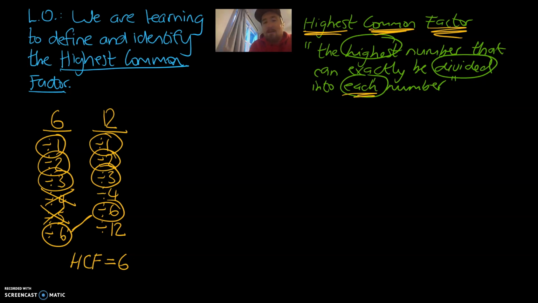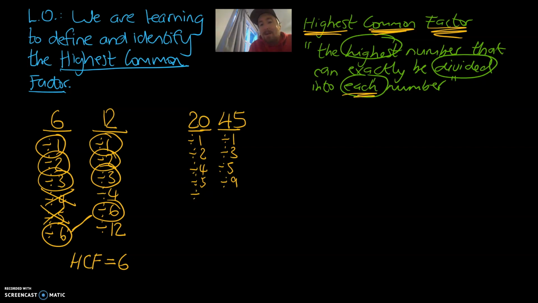Okay, let's go through a few more examples, and then we'll get into some practice and some questions about these. So let's have a look at 20 and 45. So we're getting into some bigger numbers. We can divide both of them by 1. Yep. We can divide 20 by 2, but 45 can't. 45 can be divided by 3. 20 can be divided by 4. Both of them can be divided by 5. Can either of them be divided by 6? No. 7? No. 8? No. 9? Yes. 45 can be divided by 9.